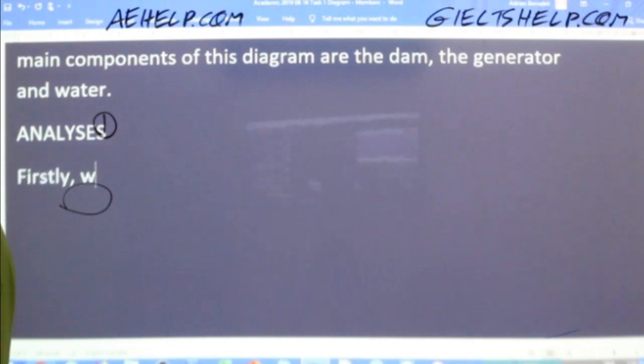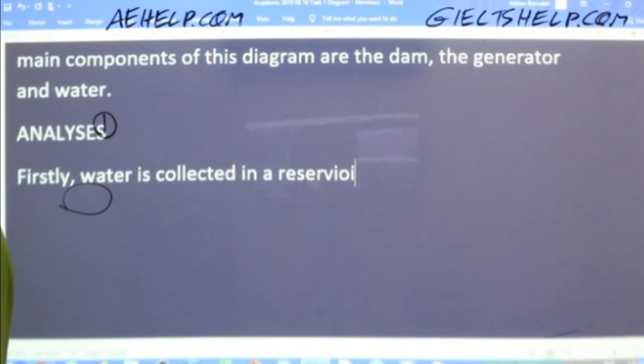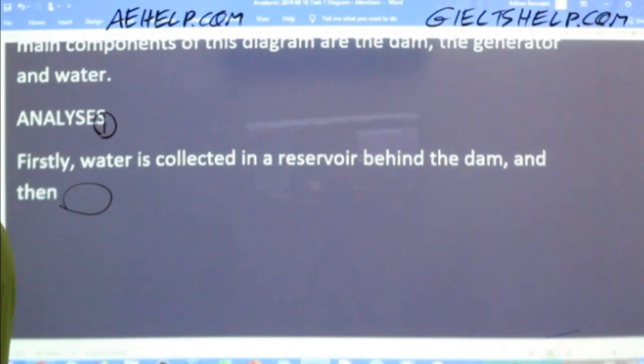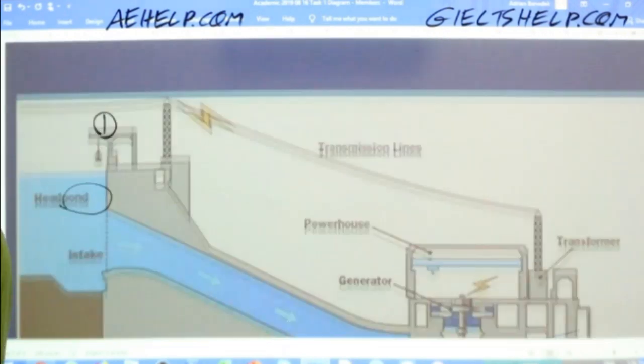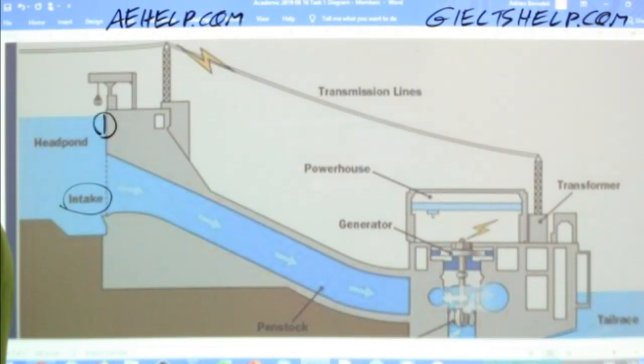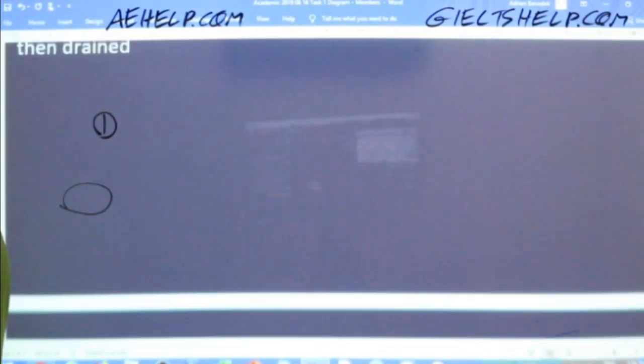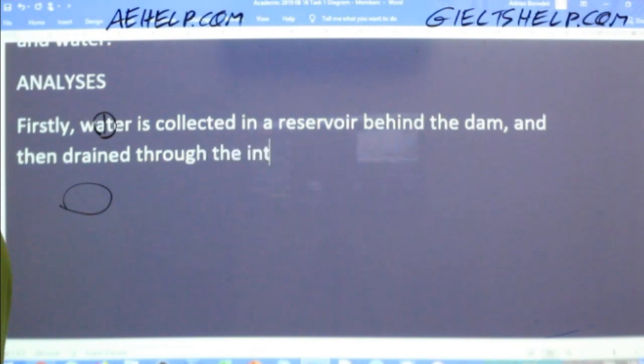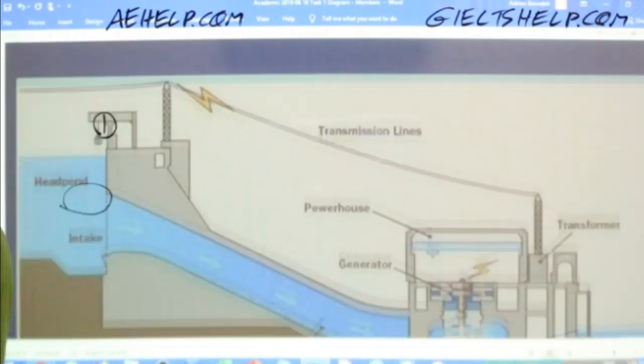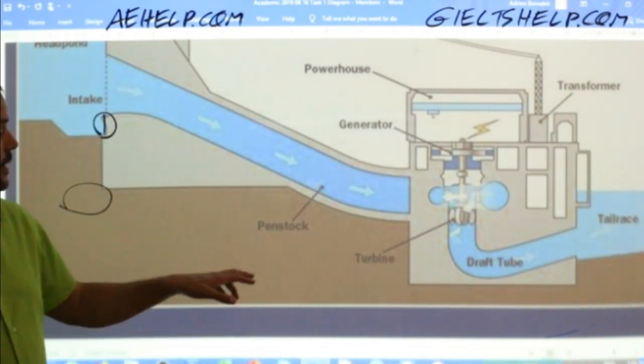Firstly, water is collected in a reservoir behind the dam, and then drained through the intake. Opening down towards the penstock.